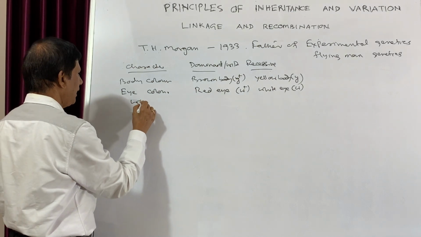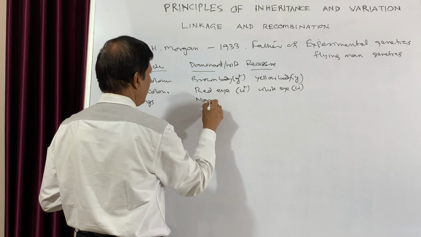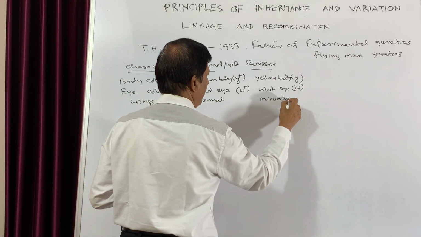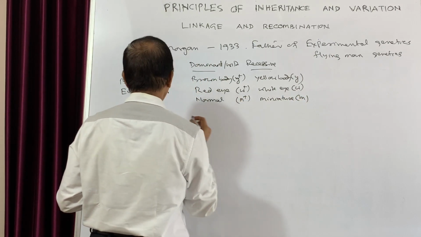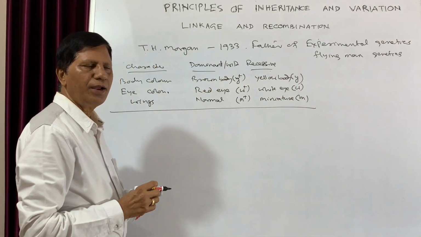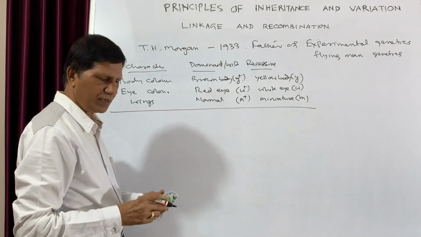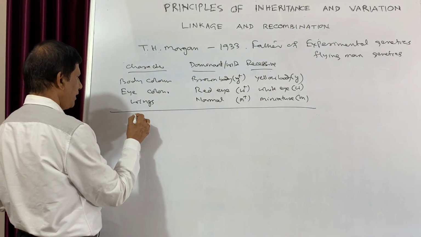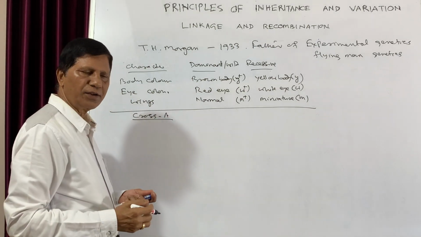Similarly, the third character is wings, and wings may be normal or may be miniature. Miniature is written as m, so normal is m plus. So these are the three characters chosen by him. Now taking these, let us see how he made the different crosses. Suppose let us take cross A. We'll see what is happening, then we'll take another cross.